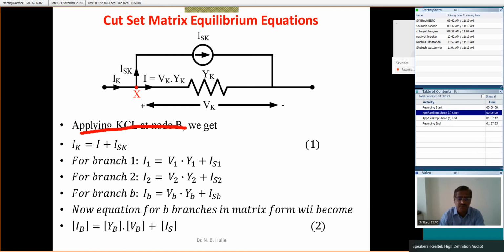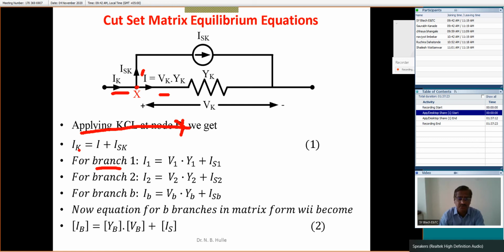If we are applying the KCL at node X, look at the KCL at this node or this point, that is node X. If we are applying the KCL there, how is the KCL? Incoming current is equal to outgoing. This is incoming, this is outgoing, this is outgoing. Means IK is equal to this branch current, IK is equal to I plus ISK.